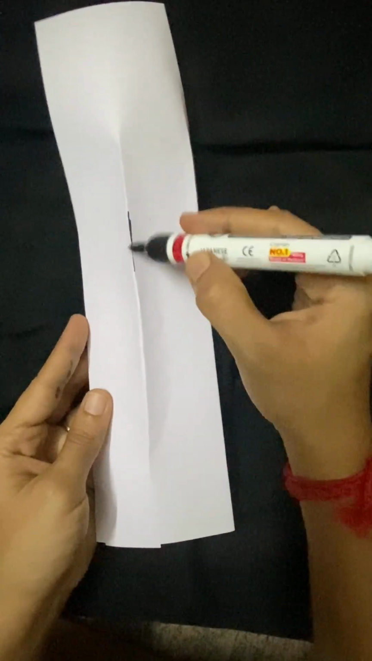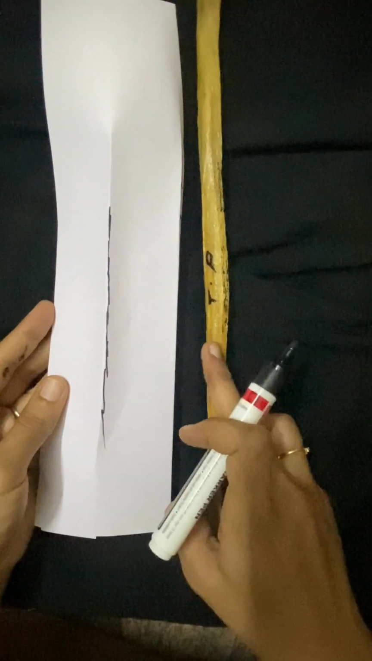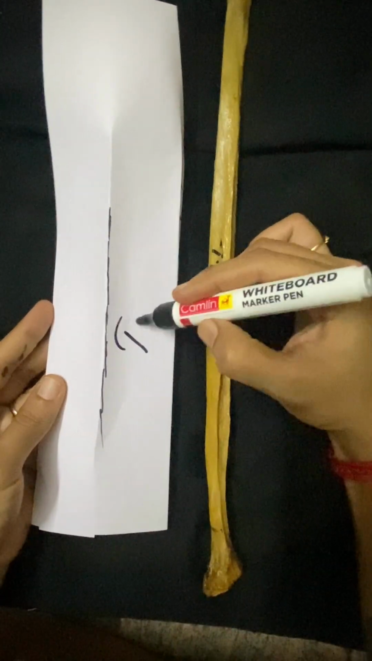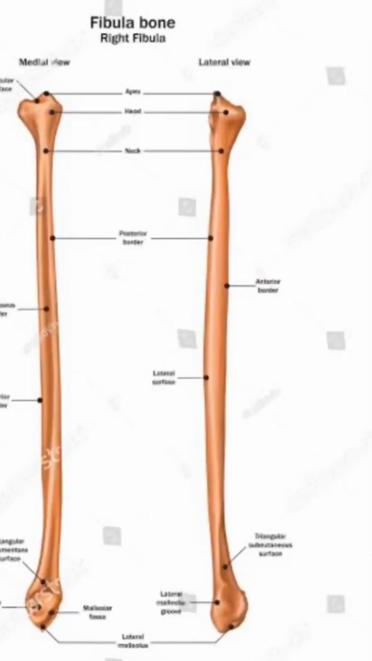Between medial border and posterior border is posterior surface, which is divided by medial crest into grooved area and flattened area. So here we can see the posterior surface. So what is attached to the grooved part? It is tibialis posterior. To the flattened part is flexor hallucis longus. So the muscle which is left in the posterior compartment of leg is flexor digitorum longus, which we have seen already in the posterior surface of tibia.